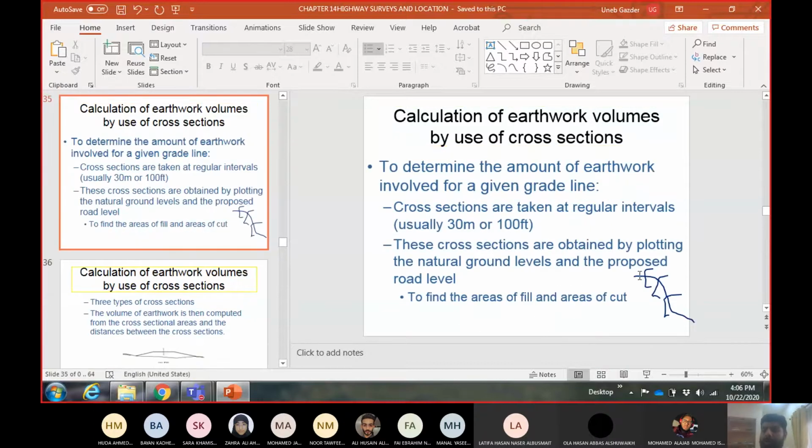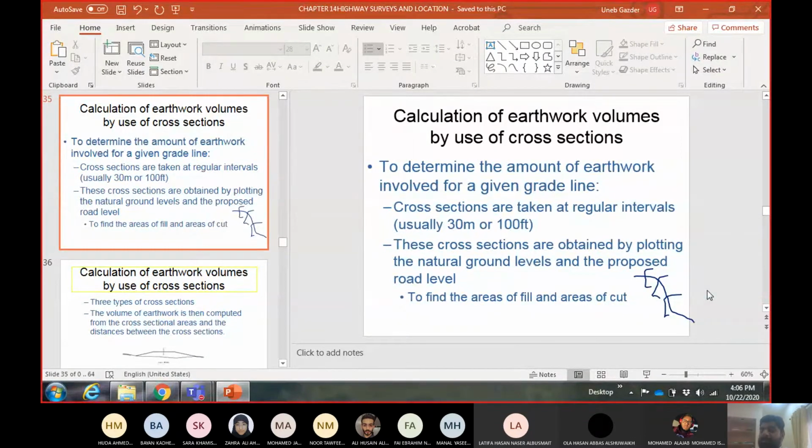Normally the interval between the two, from the first point to the last point, you can have as many cross sections as you want. But normally the distance between one cross section and the next one is 30 meters or 100 feet. And in surveying terms, we call it one station. So 30 meters or 100 feet is known as one station. You may have heard this term in the surveying course as well, but I'm telling you again, 30 meters or 100 feet equals one station.